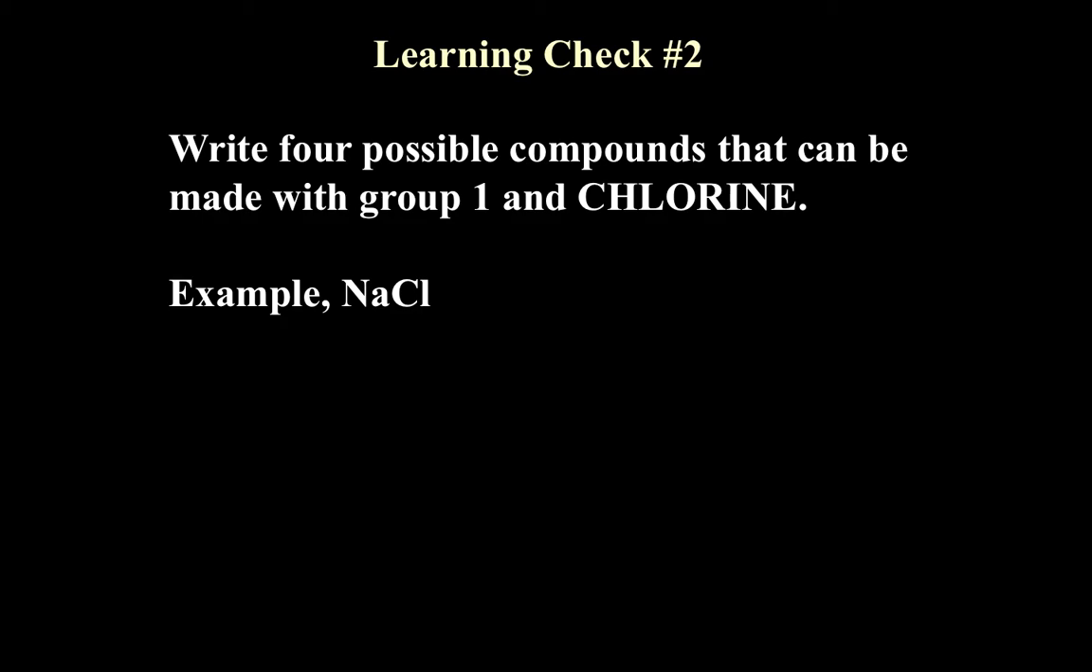So now look at your periodic table and take some elements from group 1 and write down what kind of combinations you can make with group 1 and group 17, specifically chlorine. Press pause, try to write 4 possible compounds. I'm going to show you the answers.